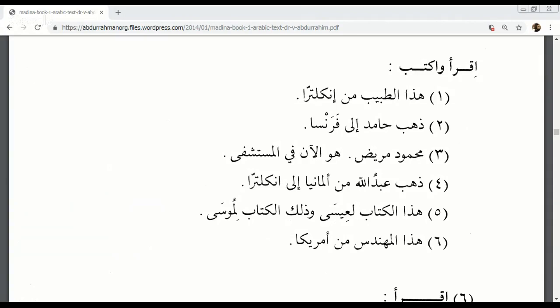هذا الكتاب لعيسى وذلك الكتاب لموسى. Very good. Meaning? This book is for Isa and that book is for Musa. Excellent. And it's showing you here that even with the lam of possession, where words usually become majrur, because Isa and Musa end with that letter known as alif maksura, it doesn't change. So we're looking at examples where it doesn't change, even when preceded by a harf al-jar.